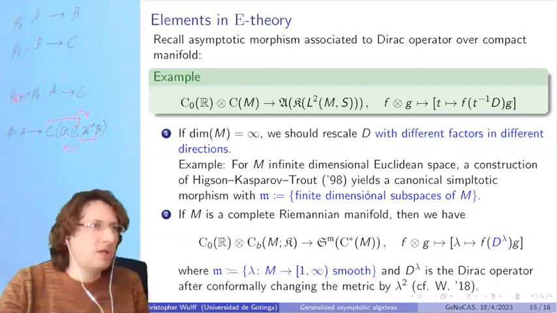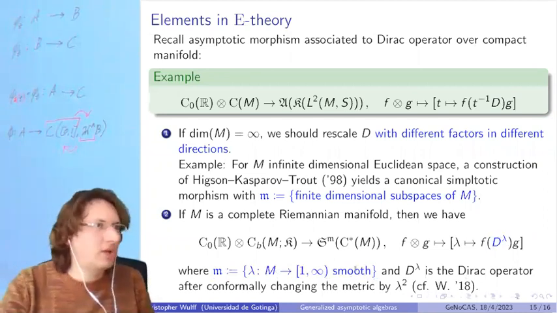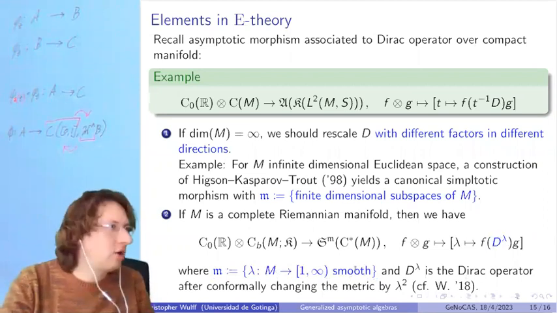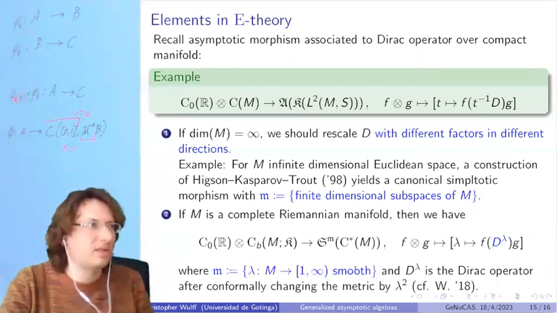Okay, and I hope that these two examples convince you that this new model of E theory can be very useful for this type of index theory. And I think I'm already far over time, so I'll stop here. Thank you very much.